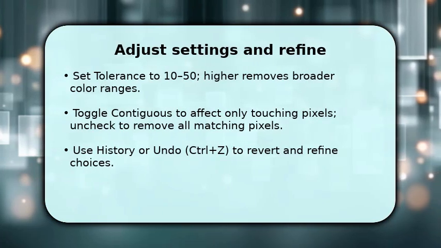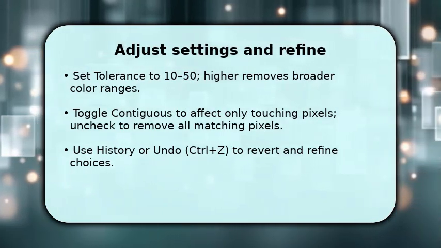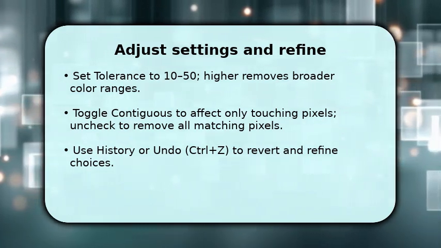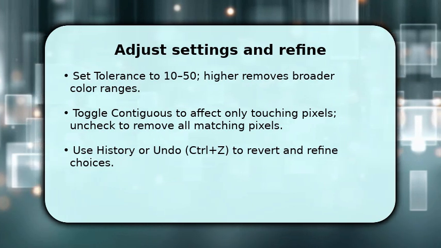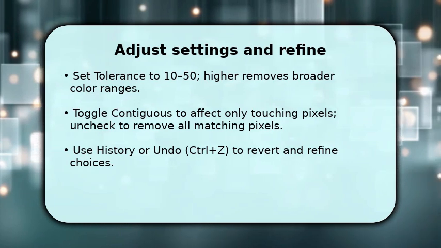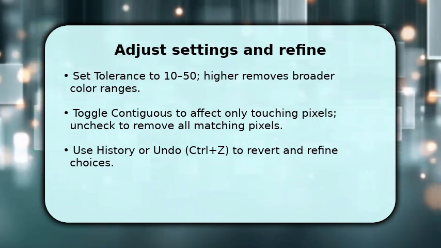Set values between 10 and 50 depending on color variance. Make sure contiguous is checked if you only want connected areas removed, or uncheck it to clear all matching colors across the image. Use opacity to soften removal if you need partial transparency.